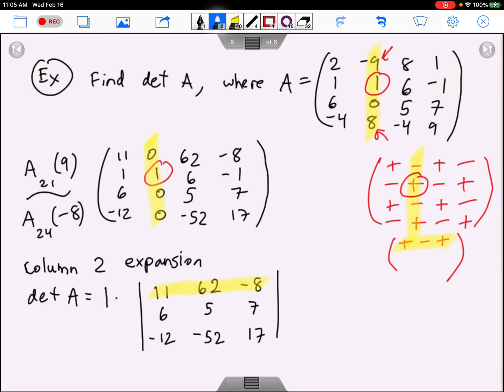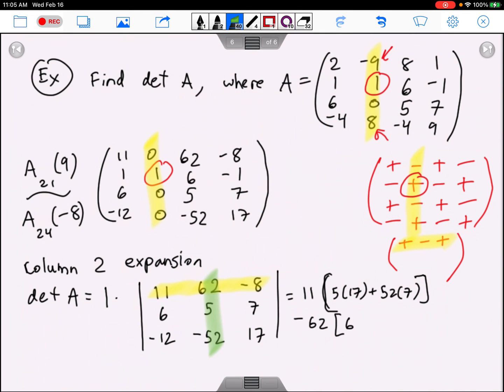We're going to have to do plus, minus, plus. So this is going to be 11 times, remember, delete that row and that column, we get 5 times 17 plus 52 times 7. Again, I'm doing plus because of the minus 52. Then we have a minus, remember, because of the sign chart, 62 times 6.